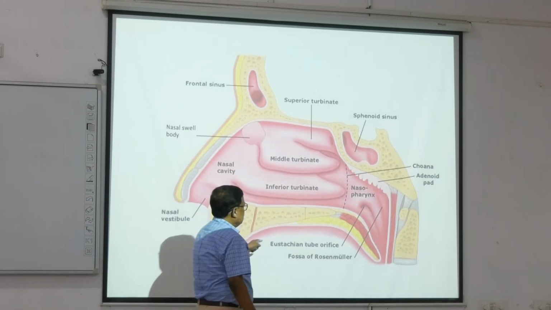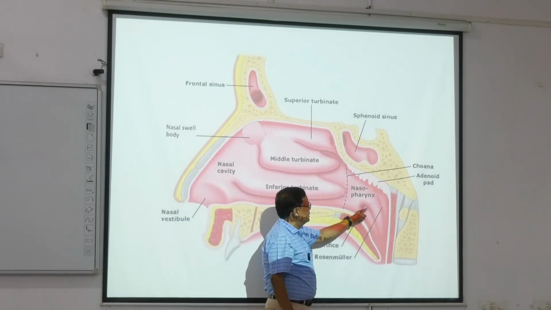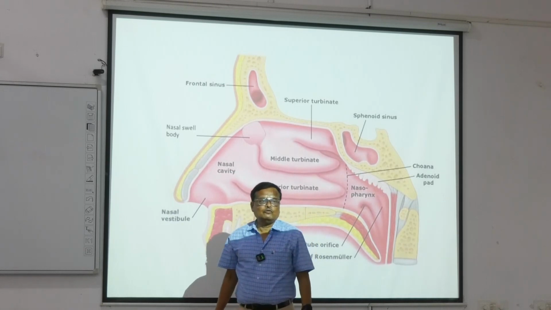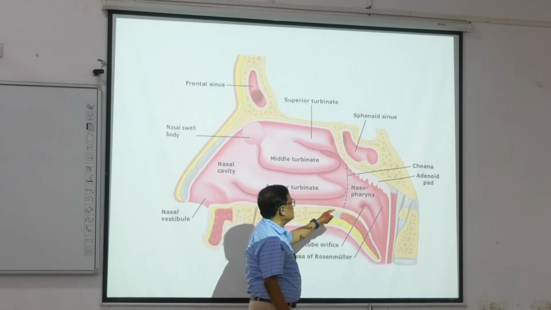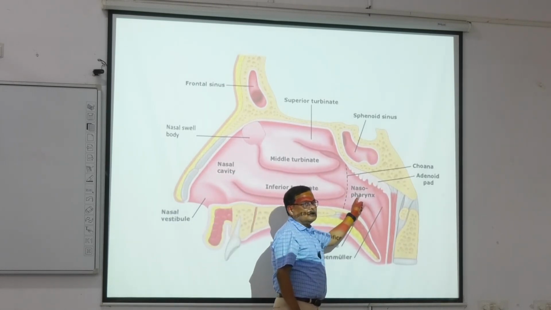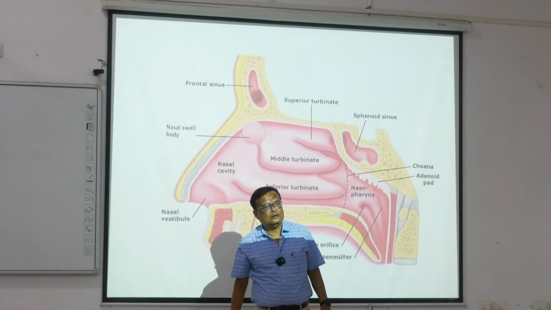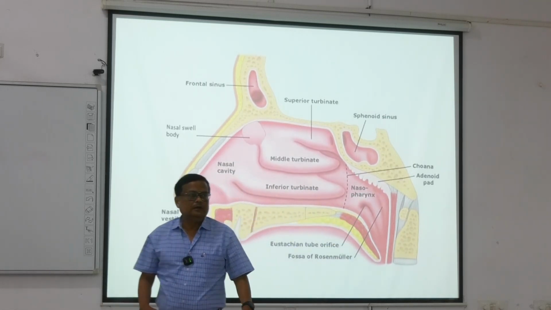The orifice of the Eustachian tube is about 1.25 centimeter behind the inferior nasal concha in the nasopharynx. Above it there is a tubal elevation containing the nasopharyngeal tonsil. I revised that a bit again. Next.